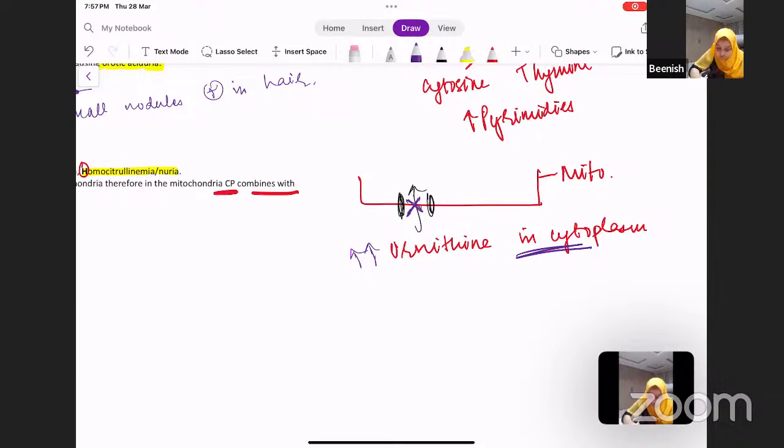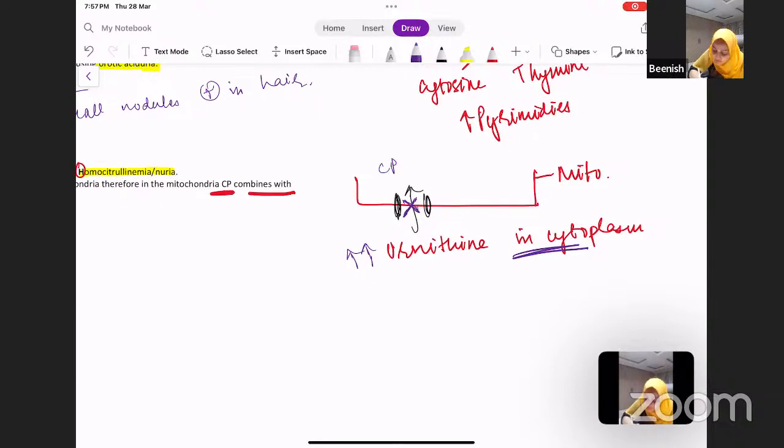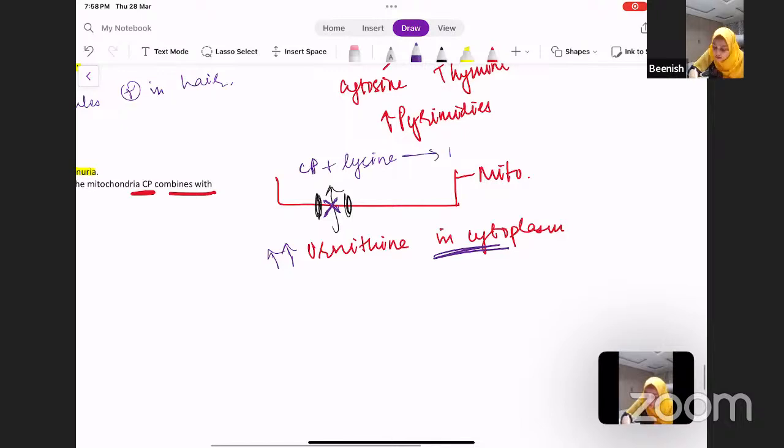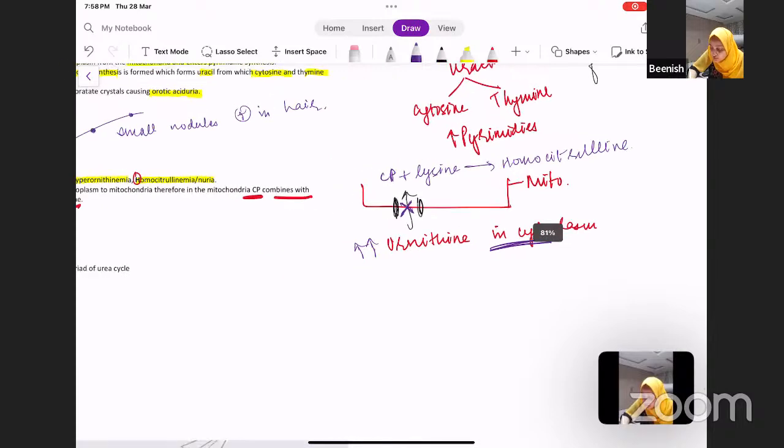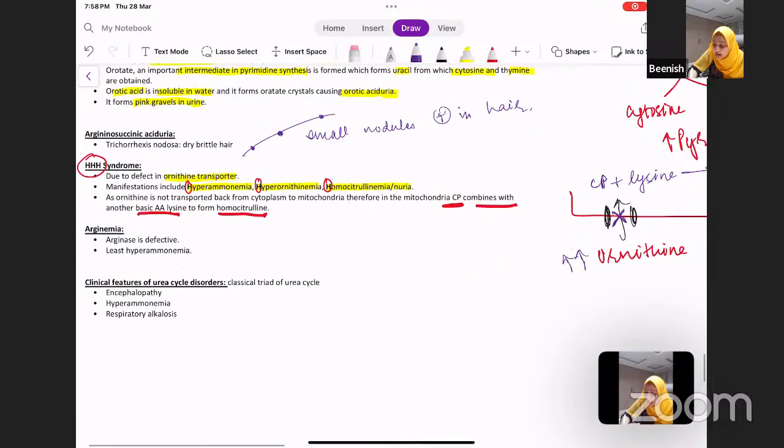Now in the mitochondria, what is happening? Your carbamoyl phosphate was supposed to combine with ornithine to form citrulline, but since the transporter is defective and the ornithine cannot reach the mitochondria, your carbamoyl phosphate in the mitochondria is combining with another amino acid, which is lysine. So when your carbamoyl phosphate combines with lysine, what is formed? Homocitrulline is formed. And this is what is contributing to homocitrullinemia and hyperammonemia we've already seen.